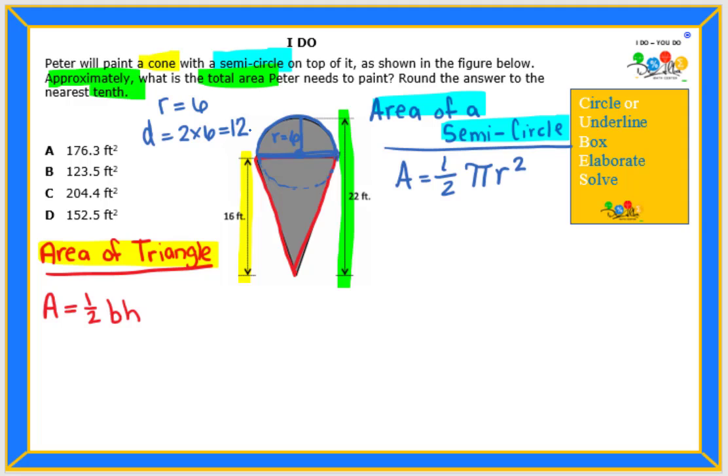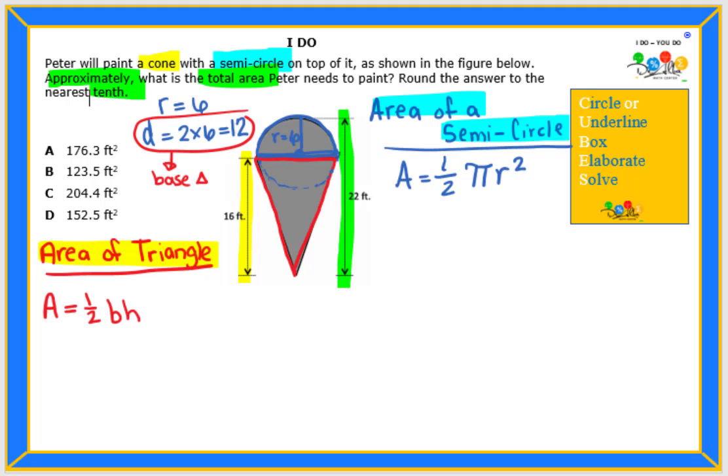Then you say, but why do we want the diameter if we need the radius for the semicircle formula? But what would be the same length as the diameter of this circle? That's right. The base of the triangle is the diameter of that circle. So this diameter is actually the base of our triangle. Okay, so now we have some information and we can find the area of our shapes.